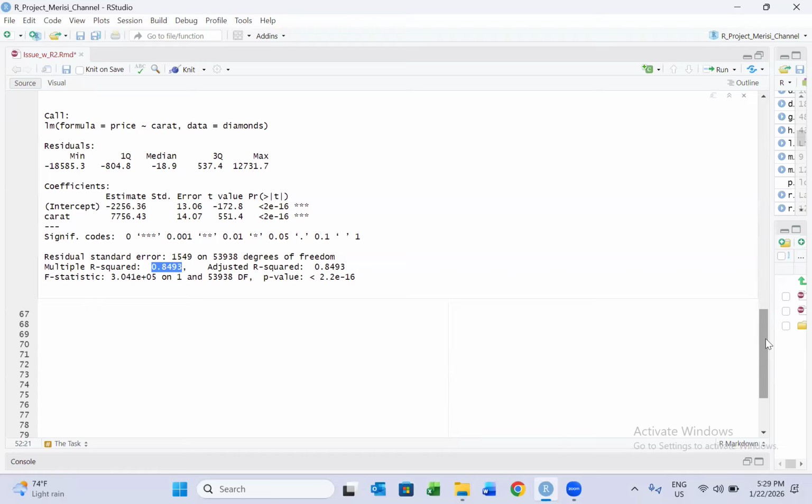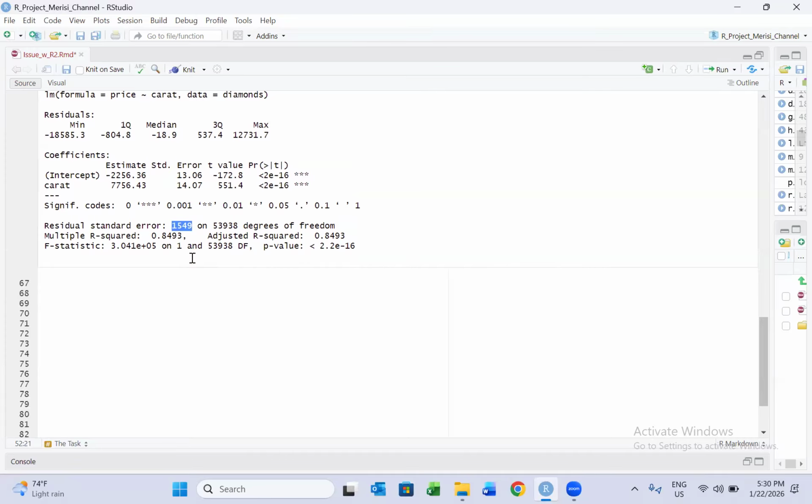That's all right, but guess what? If we use a different evaluation metric instead of R squared, we get a different conclusion, guys. And that different evaluation metric I want to focus on is the residual standard error, or RSE, which is also provided by the R output. You can see there that the RSE is 1549.